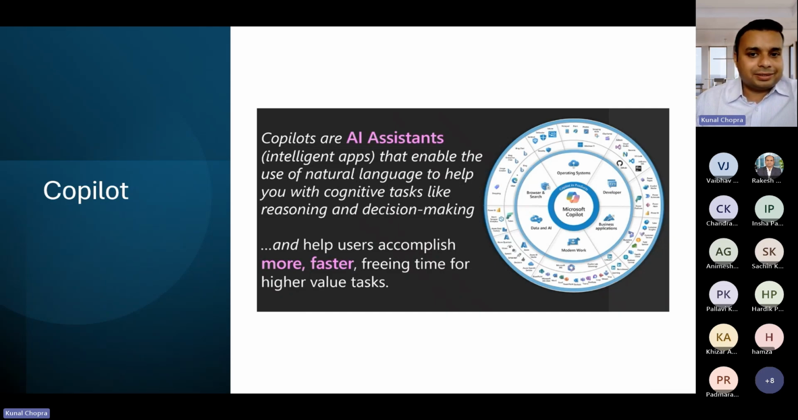And whatever the cognitive tasks are, like reasoning and decision making, those tasks are being assisted by Copilot, which will definitely help to accomplish the task easily and faster as well, so that we can focus on the high value tasks. For a reason, it is being called a Copilot, as it can assist us so that we can do our task more efficiently. So this is a general definition of a Copilot. Just to repeat, Copilot is our AI assistant.